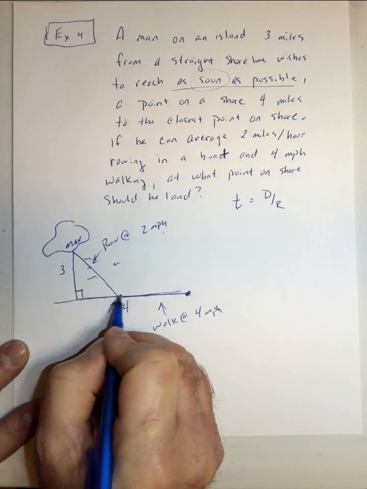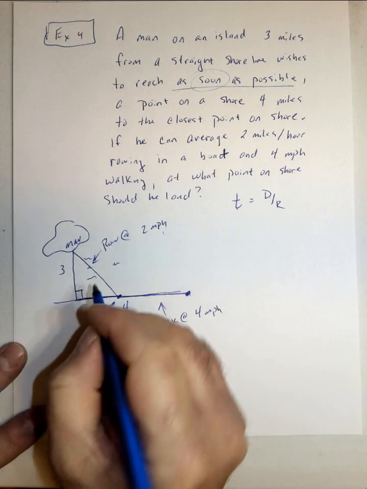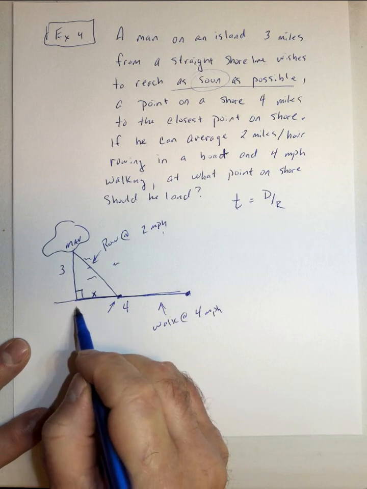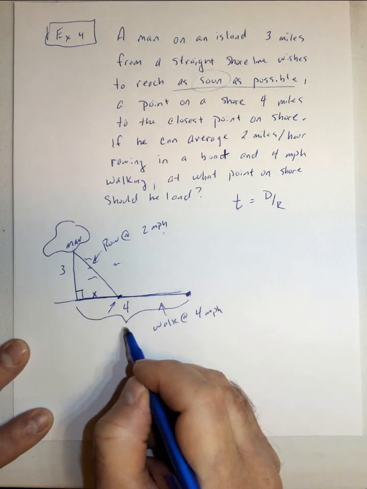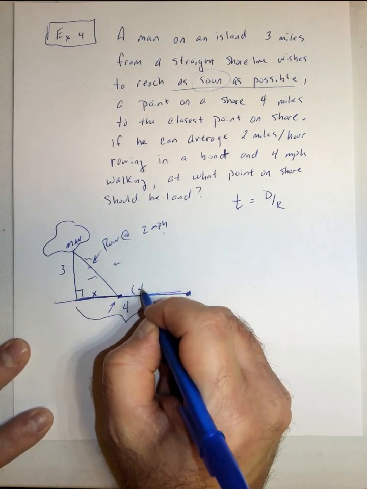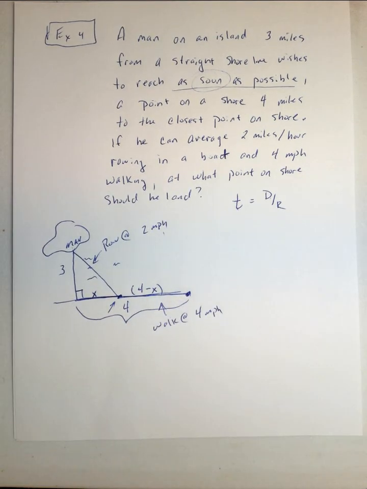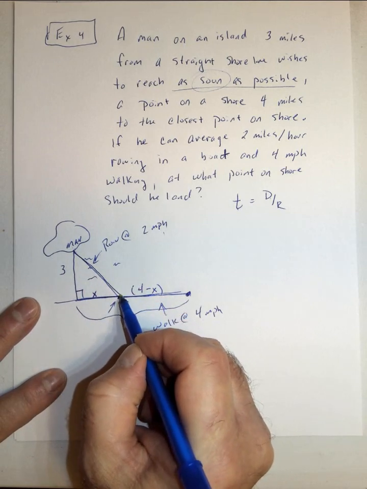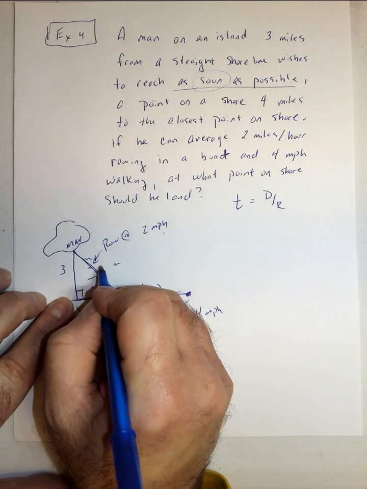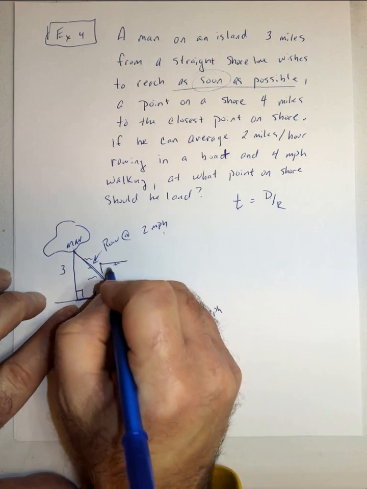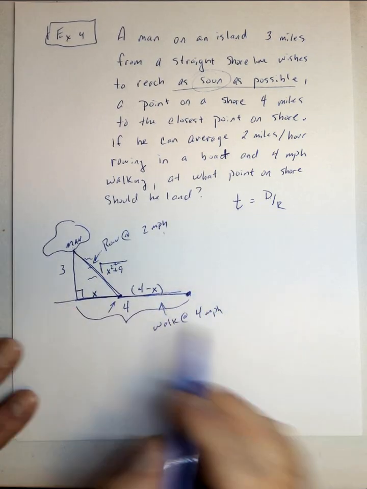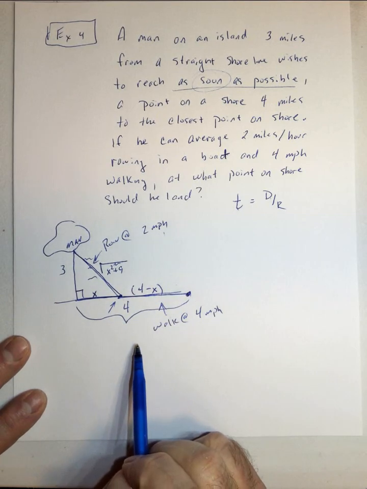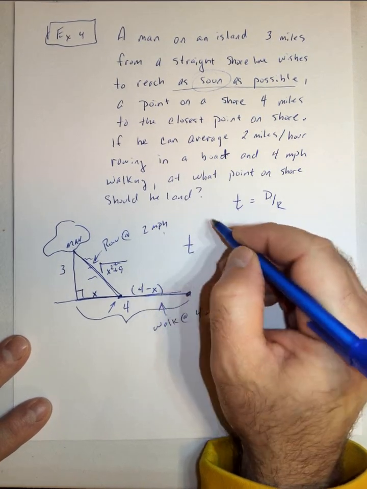So since I don't know what this stretch of land is here, I'm going to call that x. That's what's missing, which means since this whole thing here is 4, this has to be 4 minus x. So this distance to get from here to here is just that right triangle. We use our Pythagorean theorem, so we have the square root of x squared plus 9. So now we know our distances, we know our rates, and we can go ahead and write a time equation.